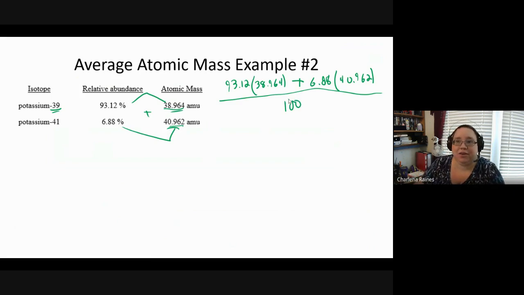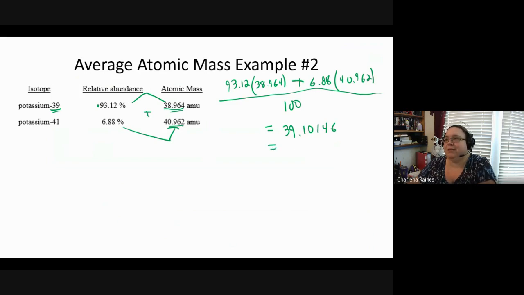So if I did my calculation correctly, it should not be below 39. It should not be above 41. And considering that the 39 has the largest percent abundance, it should be really, really close to that. So my handy dandy calculator gives me 39.10146, and so on. Don't really care about all that because we're rounding to two numbers after the decimal.